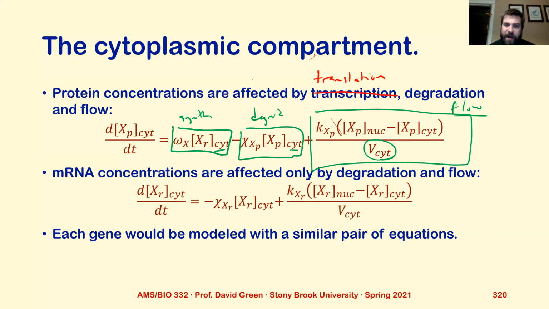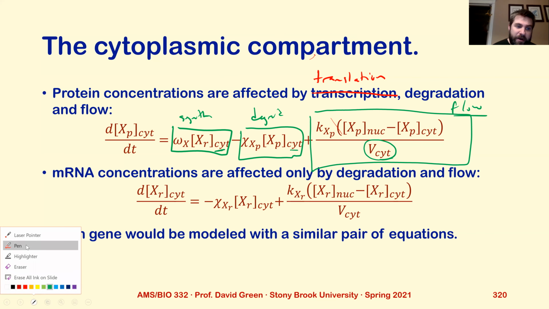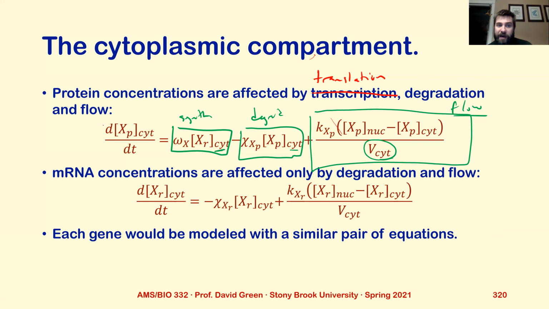All right. Now, that's for the protein piece. The mRNA piece is going to be a little bit different, because for mRNA, only degradation and flow are things that we are going to be considering, right? Because there is no DNA in the cytoplasm, we can't have transcription in the cytoplasm.